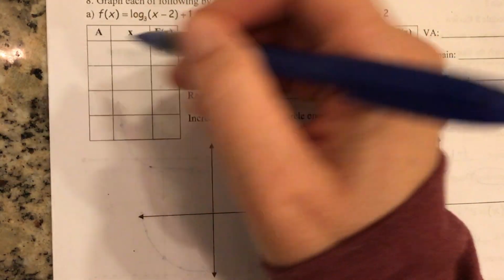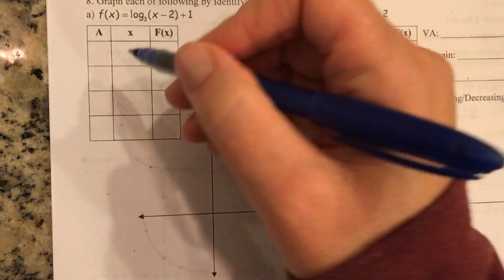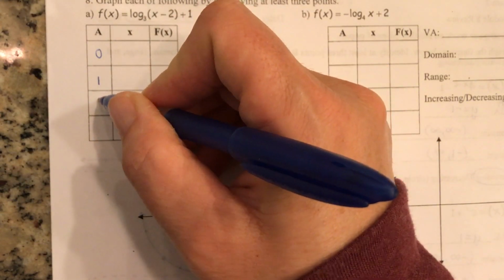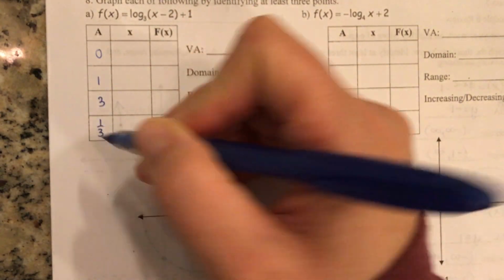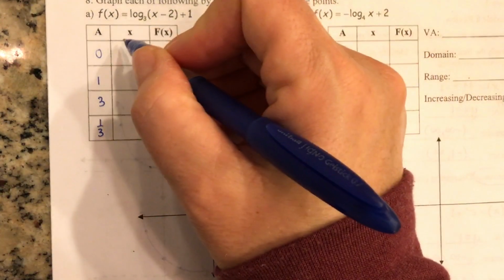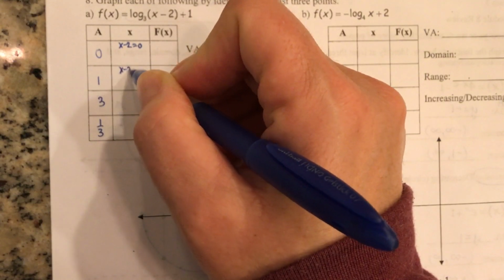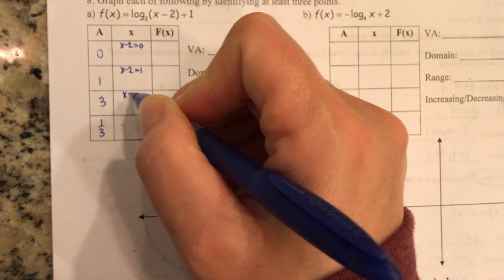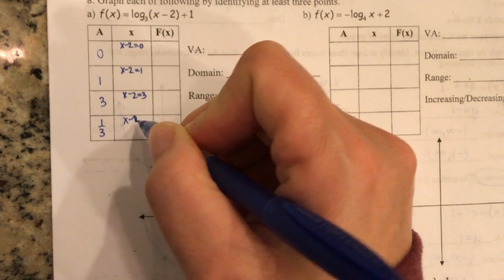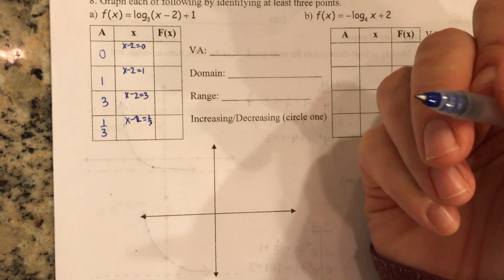Okay, and so we want our argument in this case, our base is 3. Right there, you see that cute little 3. And so we want to get a 0, we want to get a 1, we want to get a 3, and we want to get a 1 over 3. So we take this little argument right here, and we want x minus 2 to equal 0. We want x minus 2 to equal 1. We want x minus 2 to equal 3. And we want x minus 2 to equal 1/3. Okay, that's what we want.